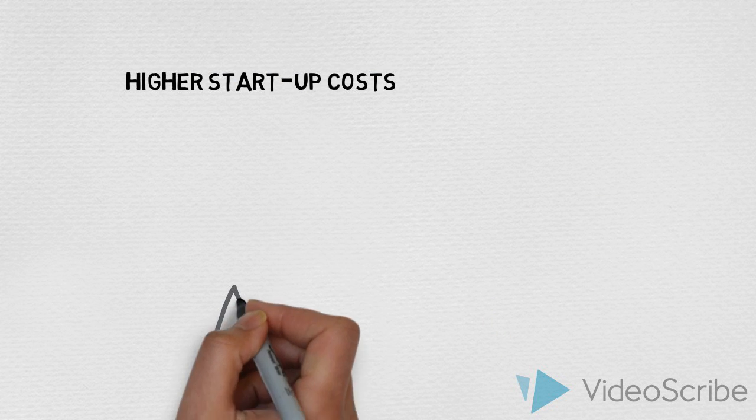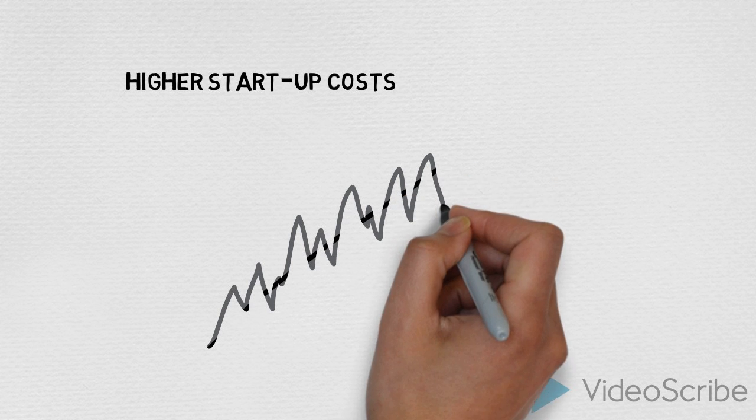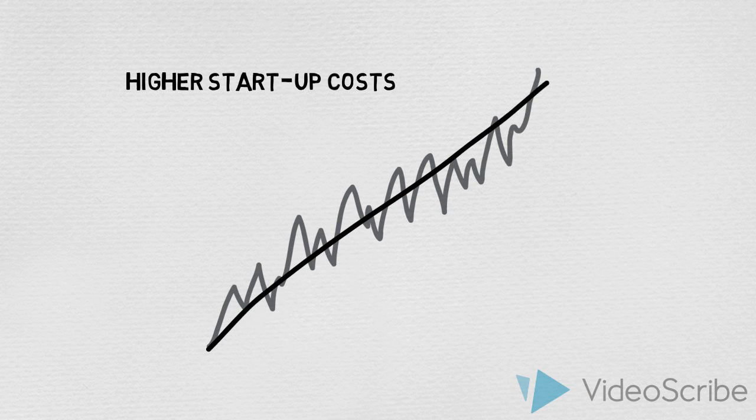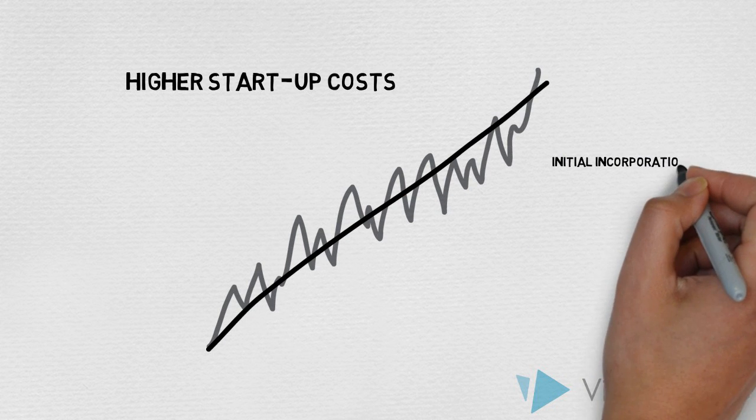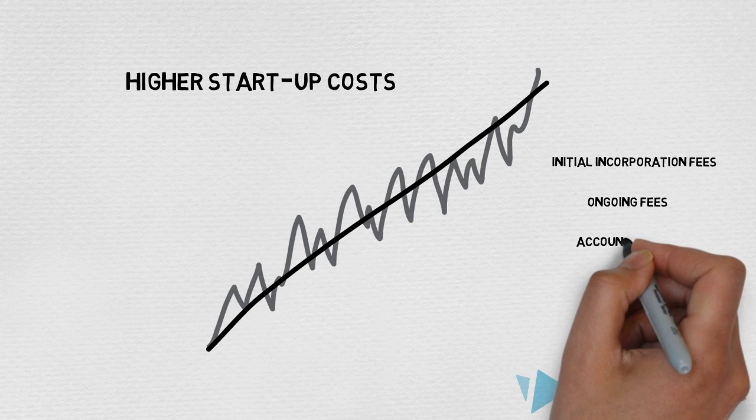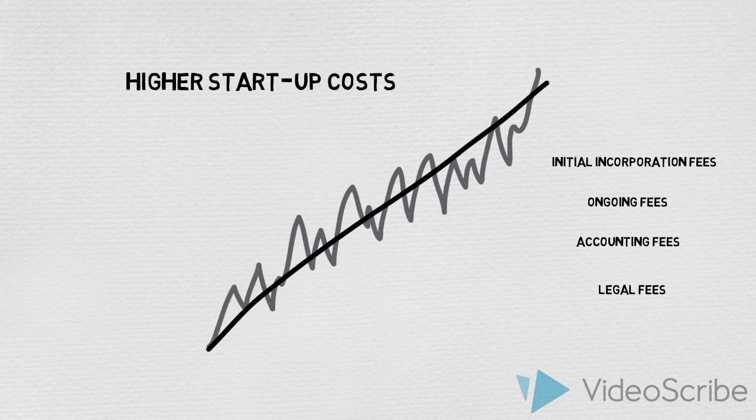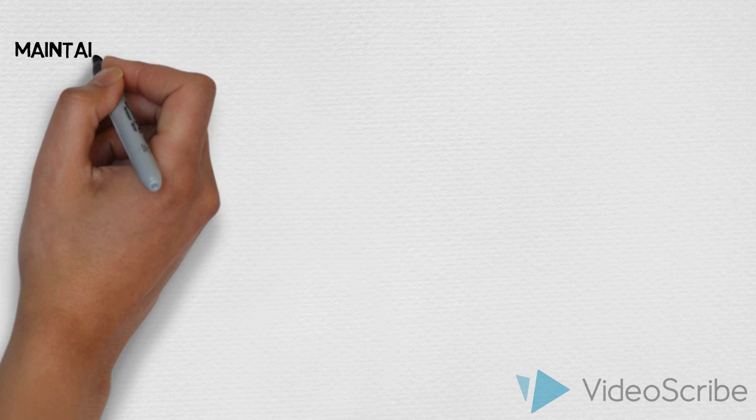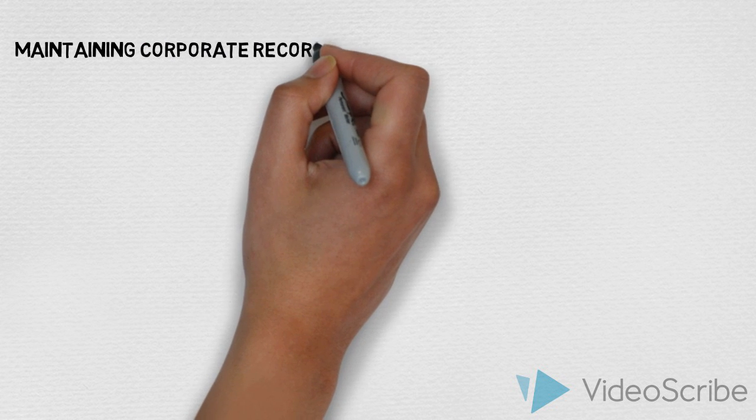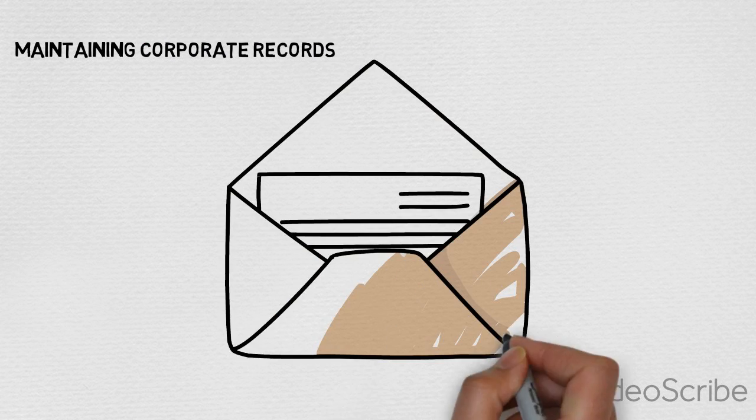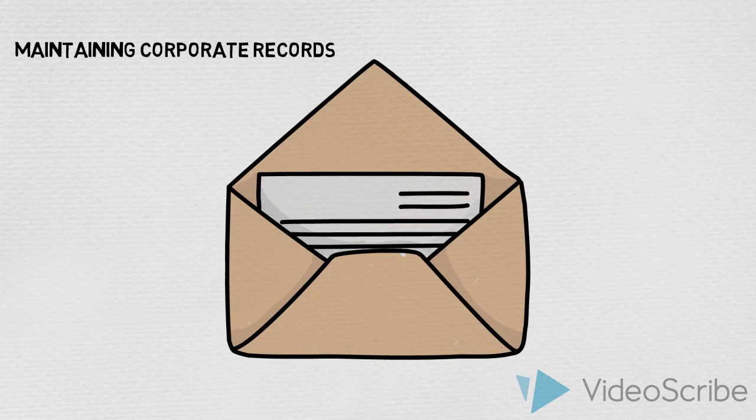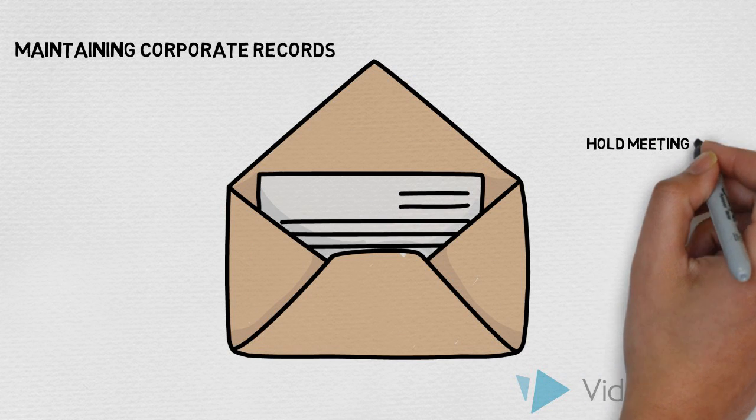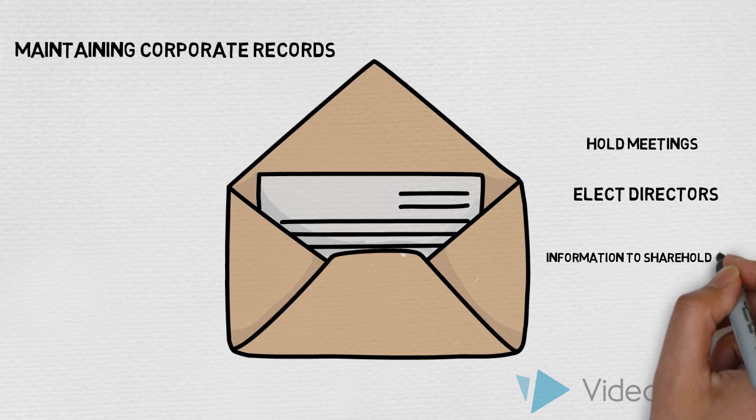Firstly, there are higher startup and ongoing costs related to incorporation, such as initial incorporation fees, ongoing fees, accounting fees, and legal fees. Secondly, I will talk about maintenance of corporate records. A corporation is required to maintain its corporate records and hold meetings, elect directors, and provide shareholders with certain information, which all requires time and effort.